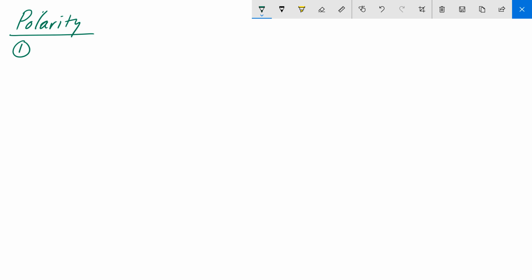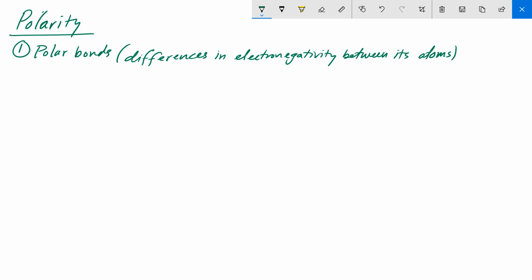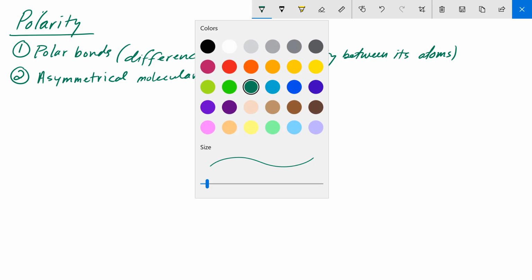So in order to be polar, a molecule needs two things. It needs to have polar bonds, or in other words, it needs to have differences in electronegativity between its atoms. And we'll get into some examples later where I'll show you exactly what that means. The second thing a molecule needs in order to be polar is it needs to have an asymmetrical molecular geometry, meaning that its dipoles cannot cancel each other out. And again, I'll show you in these examples exactly what that means.